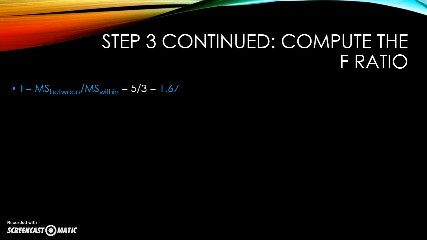For the final part of step 3, we would compute the F ratio. To get the F ratio, you'll take the data that we previously figured, which is the MS between over the MS within. So MS between in the numerator, MS within in the denominator, and take 5 divided by 3 and get 1.67. So our F ratio for this example is 1.67.